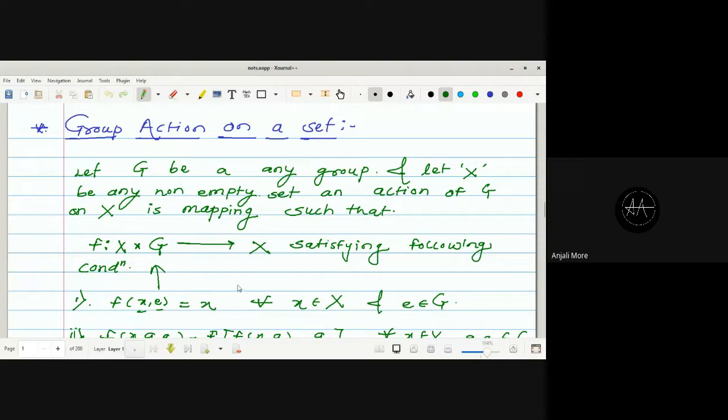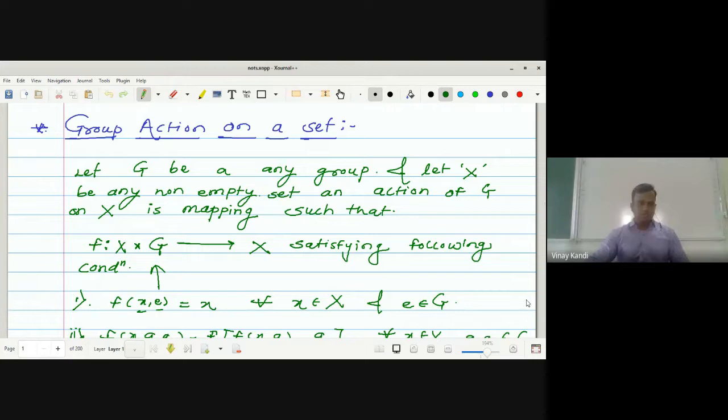Morning, welcome to all. In the last lecture, before Deepavali, we saw what a group action on a set is. What is a group action on a set? Let G be any group and let X be any non-empty set. An action of G on X is a mapping.